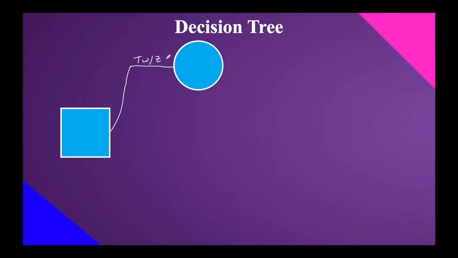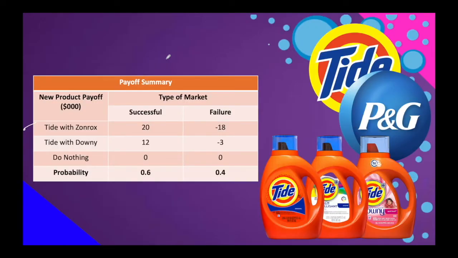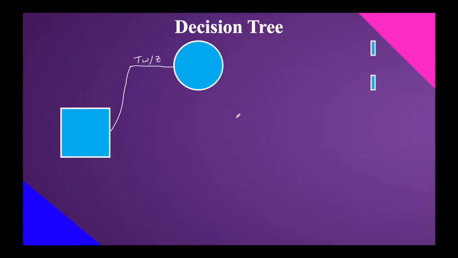Next, this will be followed by 2 branches, because as you can see on our table, we have Tide with Sunrocks as the first option, and we have 2 market conditions here: the successful and the failure. And that will be the next part of our decision, node 3. Now, let's have here successful. Let's connect this. Okay, again, this is terminal.